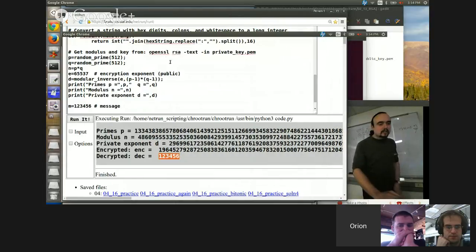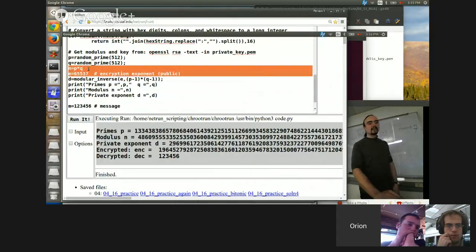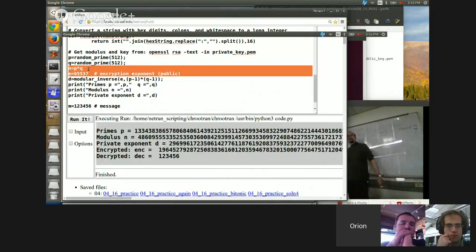So again, everything is public except this. The product of the primes is public, which seems really scary, right? You're just saying, here's the product of two big primes. If you can factor it, then it's game over, right? It's like one line of code.